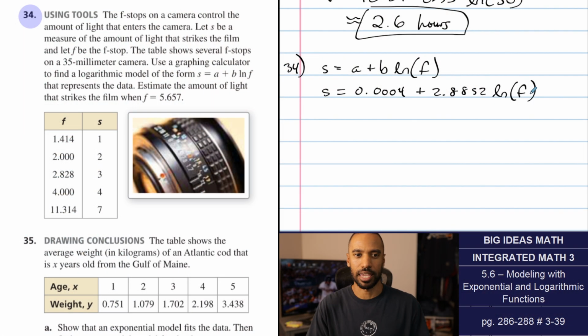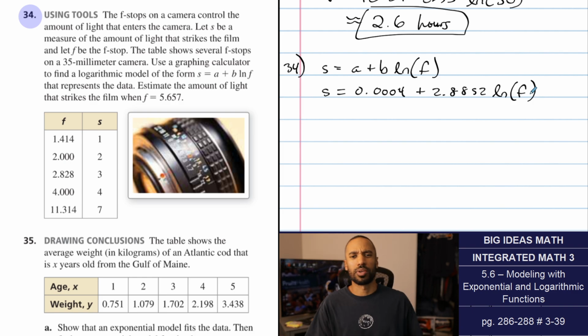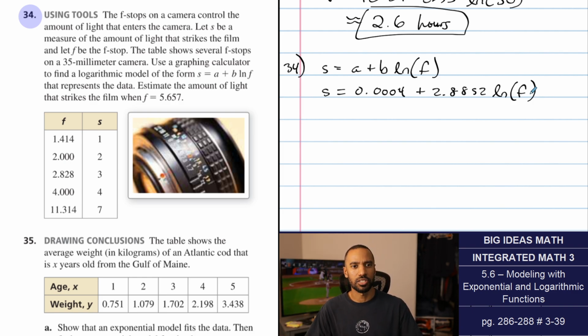Now that a value, here's the thing. It's still there. I can't call it 0, so I'm going to have to do some rounding. That's 0.000399, I'll put 4, plus 2.8852 times the natural log of f. So I'm putting these numbers here. I can't just put 0.00. Maybe I also can. How significant is that number? I guess not very. It's not very significant all told. You're only adding that amount to your answer in the end anyway.